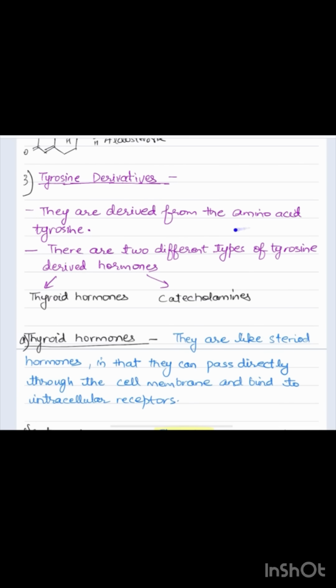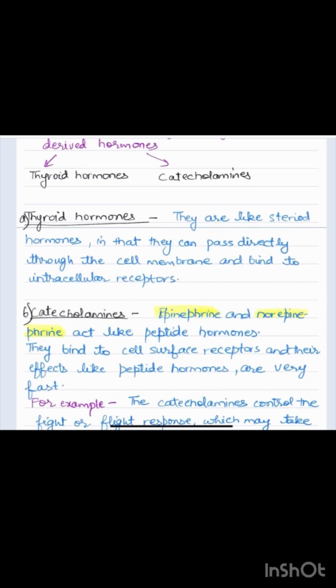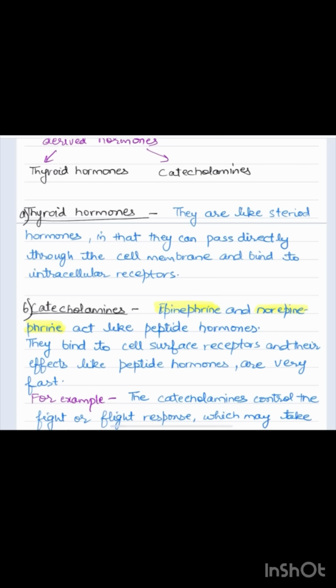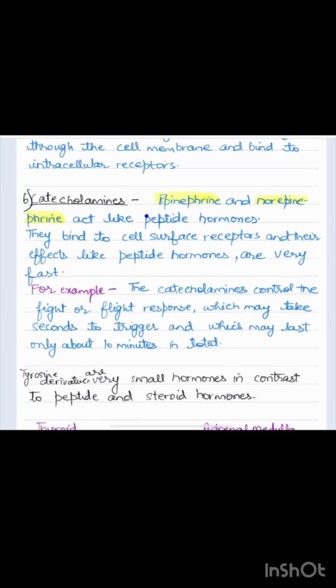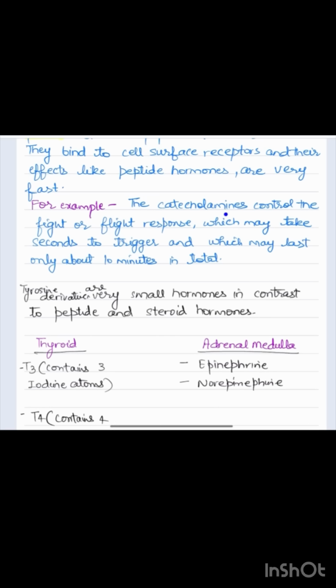Tyrosine derivatives are derived from the amino acid tyrosine, that's why we call them derivatives. There are two different types of tyrosine derived hormones, thyroid hormones and catecholamines. Thyroid hormones are like steroid hormones in that they can pass directly through the cell membrane. Whereas catecholamines, called epinephrine and norepinephrine, act like peptide hormones and bind to cell surface receptors, and their effects, like peptide hormones, are very fast. For example, the catecholamines control the fight or flight response, which may take seconds to trigger and which may last only about 10 minutes in total.